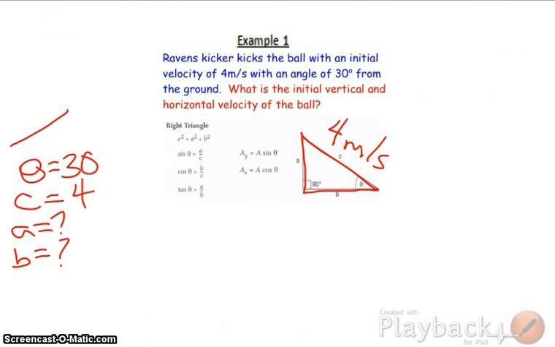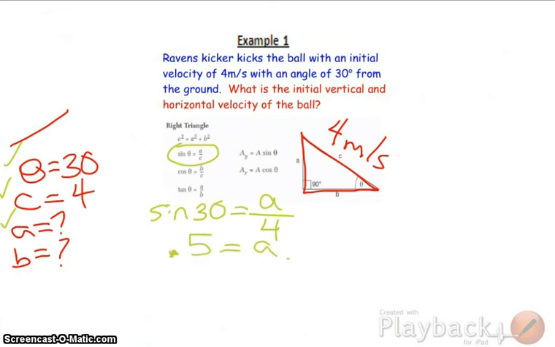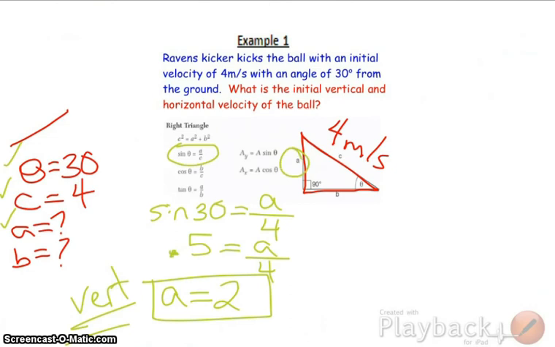Well, if we solve for A first, we know theta and C, and we're looking for A. So we find our equation with theta, C, and A. So sine theta, sine of 30, equals A, which we're solving for, over 4. So we get sine of 30, plug it into your calculator, you get sine of 30 equals 0.5. So 0.5 equals A over 4. A equals 2. That is your vertical velocity. That's the vertical part of the triangle. The horizontal part of the triangle would be B.